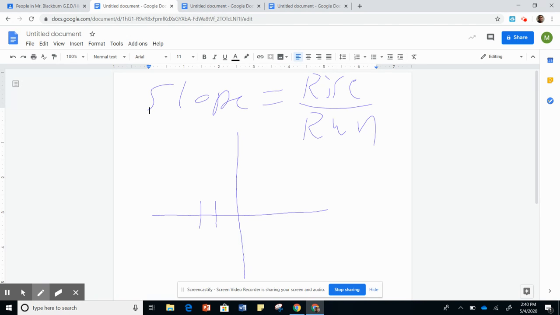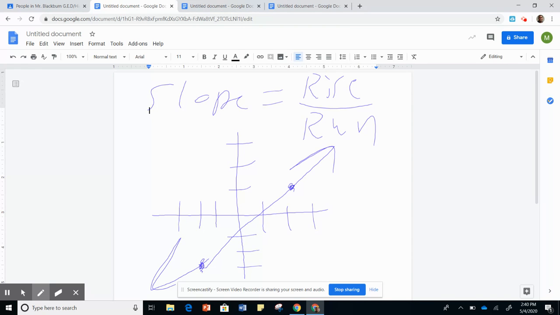So let's say we have a line here, and I'm just going to draw 3 points. And let's say we have 1 point here, and then we have another point right here. So we draw our line. And the question is, what is the slope of this line?